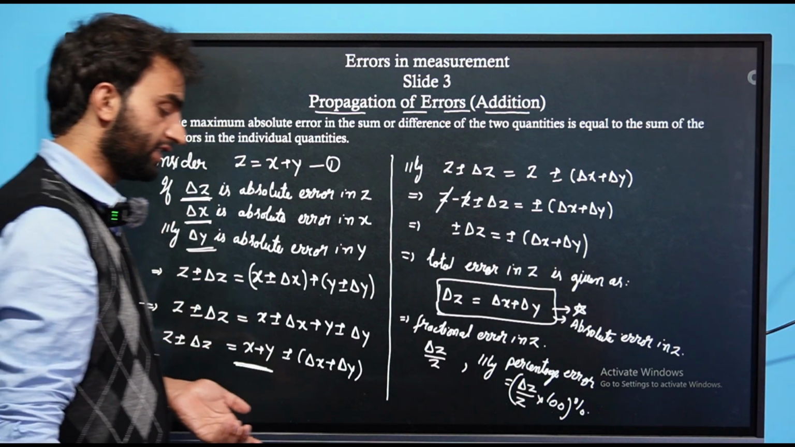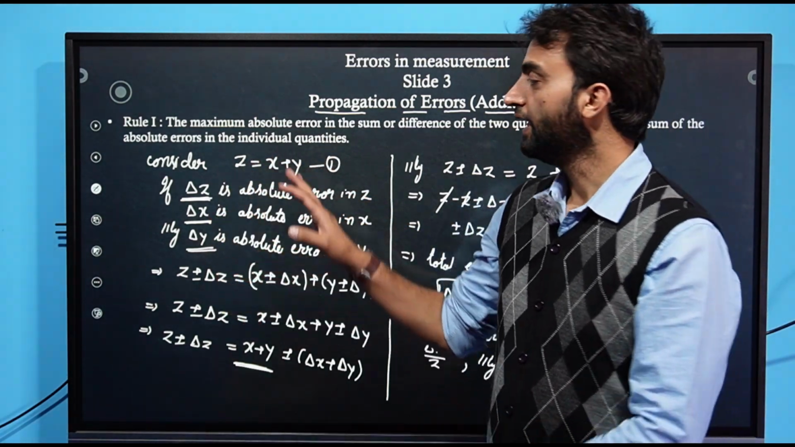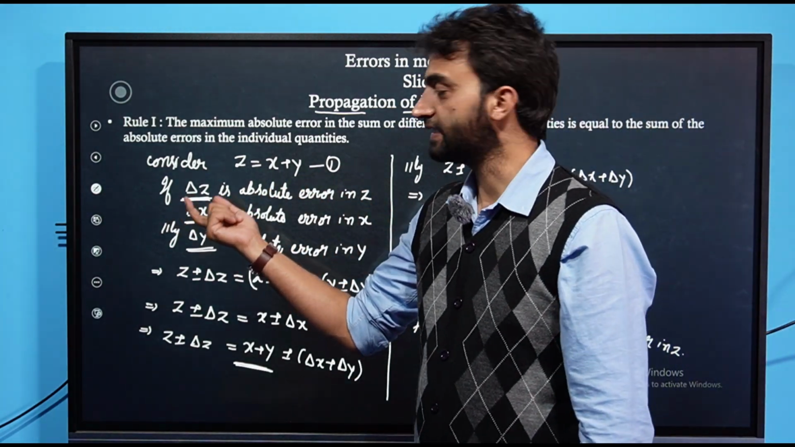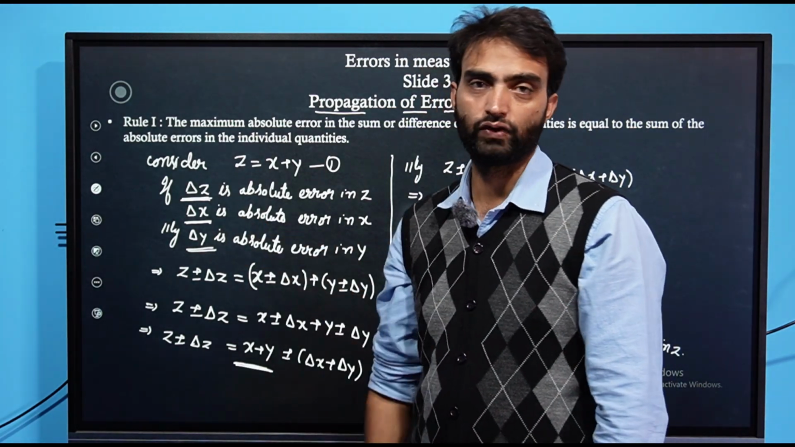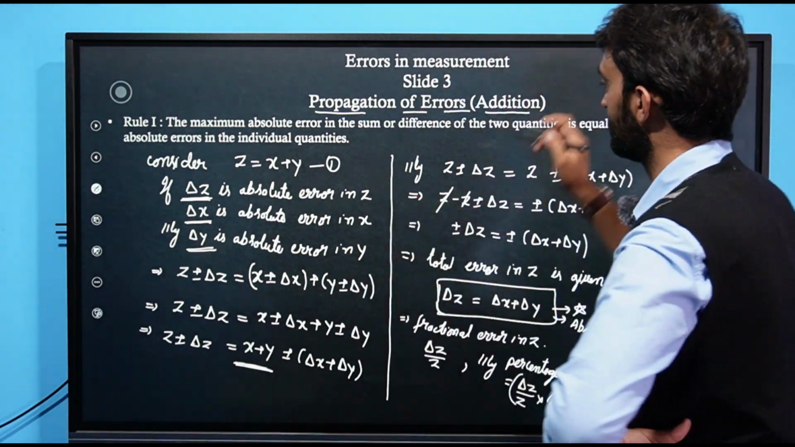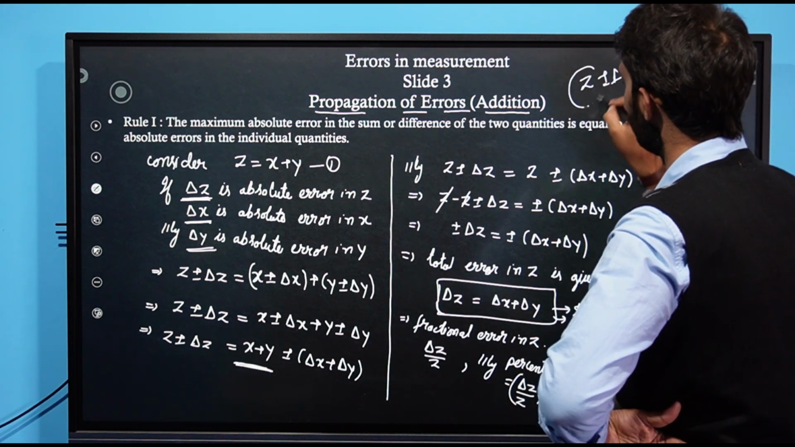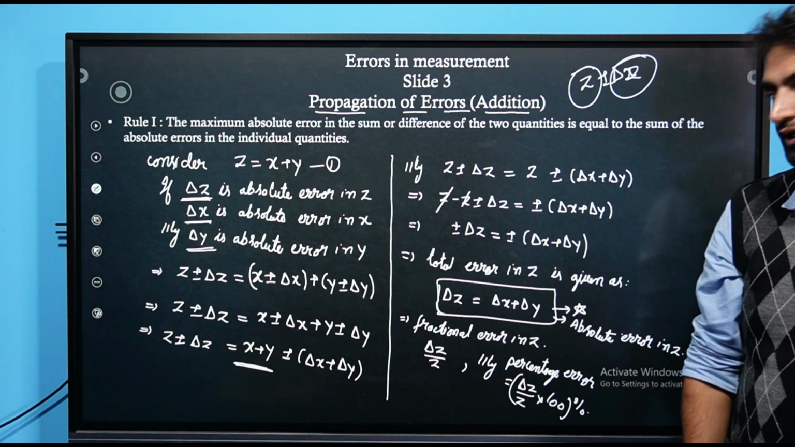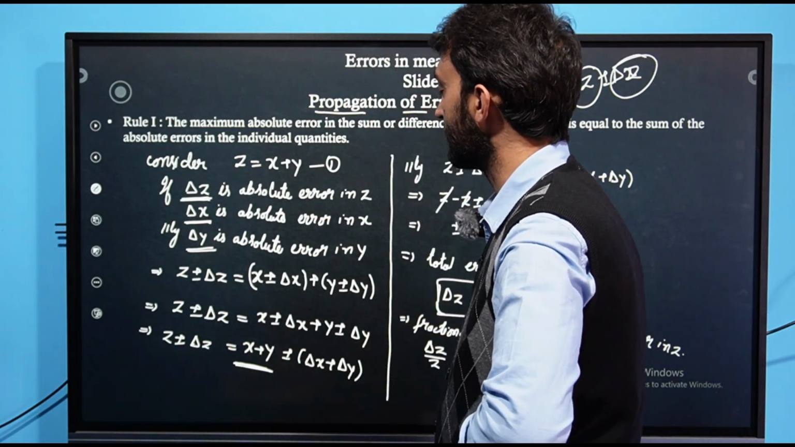So let me repeat this again for you. You can see that here we have got a quantity which is z, and that z is equal to x plus y. Now we have got absolute error in z as delta z. Similarly, absolute error in x is delta x, and absolute error in y is delta y. So this means that the z term is not actually just z, it is z plus minus delta z. For example, this is the value of z and some error which will be generated while measuring this value z.